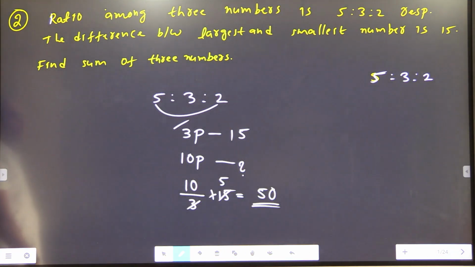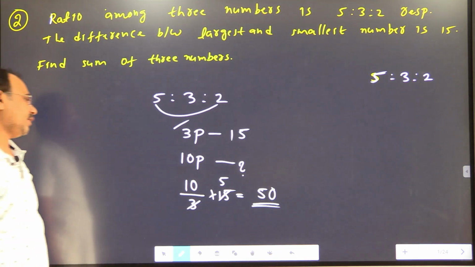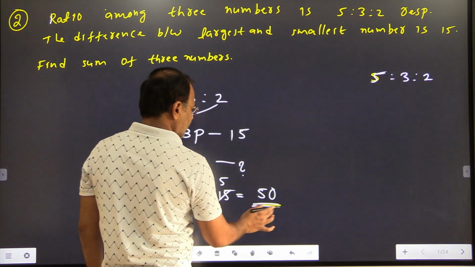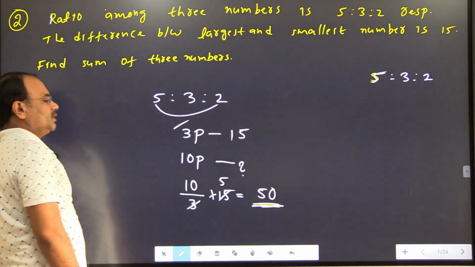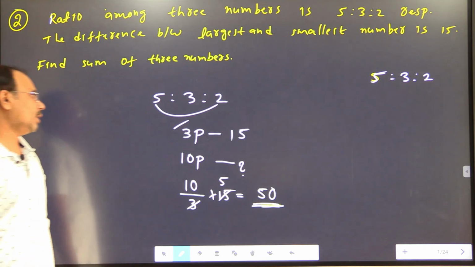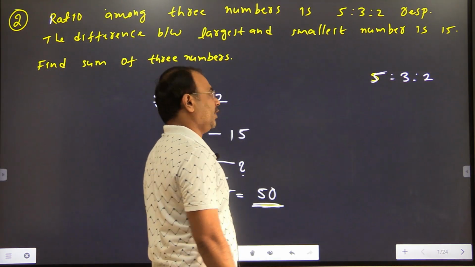So if 3 parts is 15, then 10 parts is how much? So 10 by 3 into 15. 3 fives are 15, so 10 into 5 is 50, that is the answer. Then once again, what is this 50? This 50 is the sum of three numbers. So now we have to find the largest number.